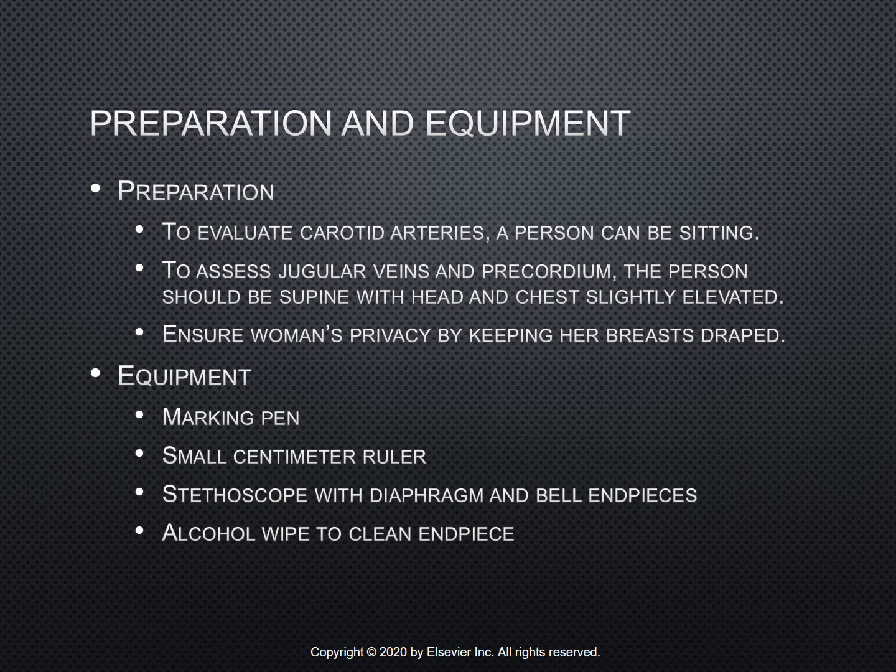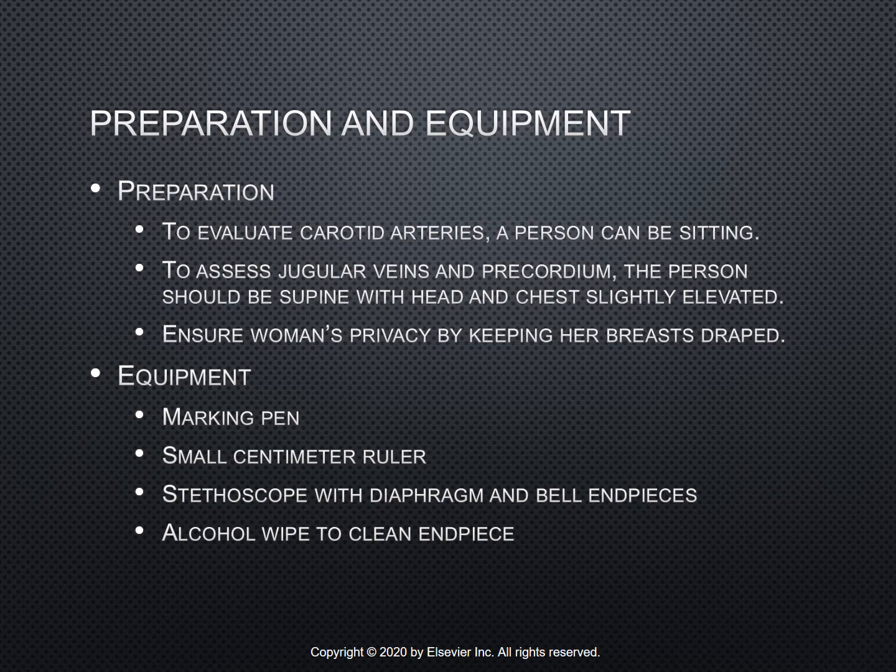So, to evaluate the carotid arteries, the patient can be sitting. To assess the jugular vein and precordium, the person should be supine with head and chest slightly elevated, okay? So when we're checking the heart and the cardiac system as we are being taught during this course, the patient should be at a 45-degree angle, okay? Because you are going to be palpating and auscultating the carotid artery.